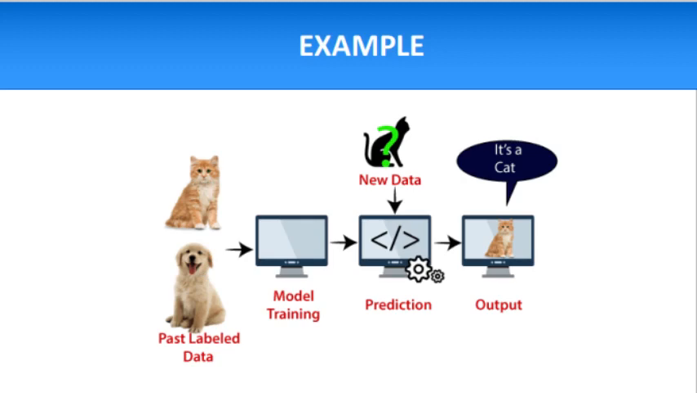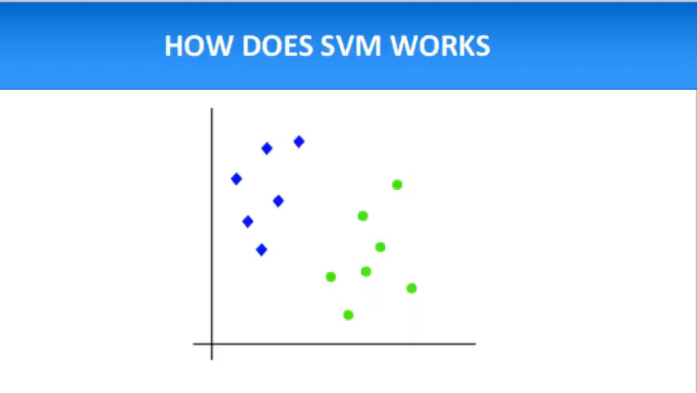Now, how does SVM actually work? We have to analyze it in detail. For example, the data points or vectors that are closest to the hyperplane, the line which separates the two classes, and which affect the position of the hyperplane, are termed support vectors. Since these vectors support the hyperplane, they are called support vectors.